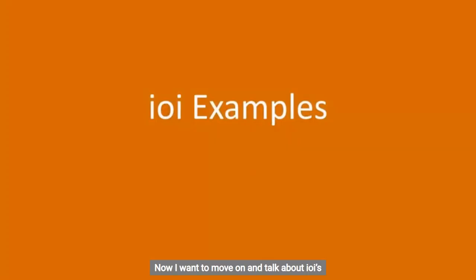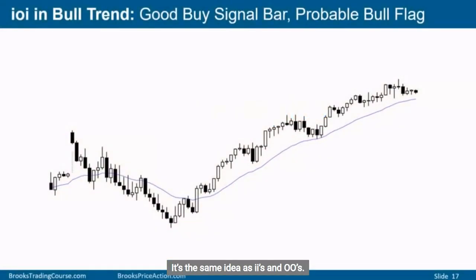Now I want to move on and talk about IOIs, an outside bar followed by an inside bar. It's the same idea as IIs and OOs. You're looking for a breakout, and if it comes late in a trend, it's often a final flag, or it can be a reversal pattern.